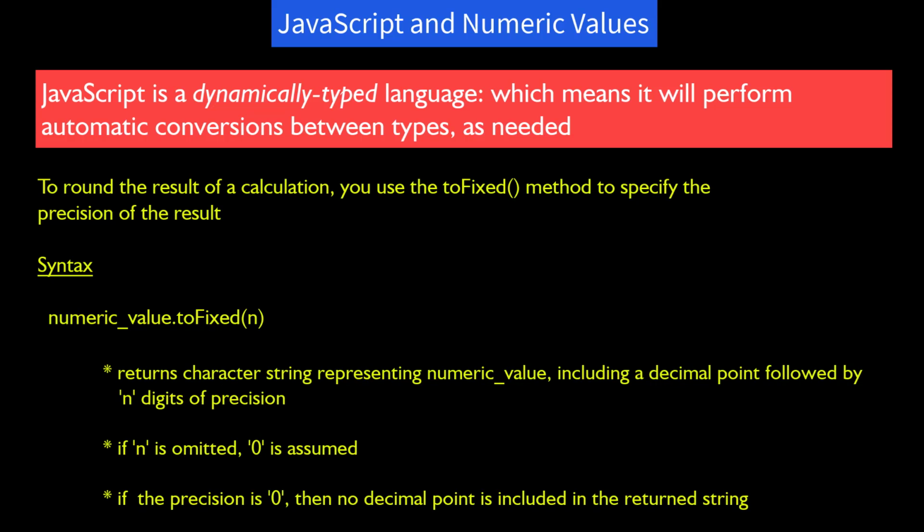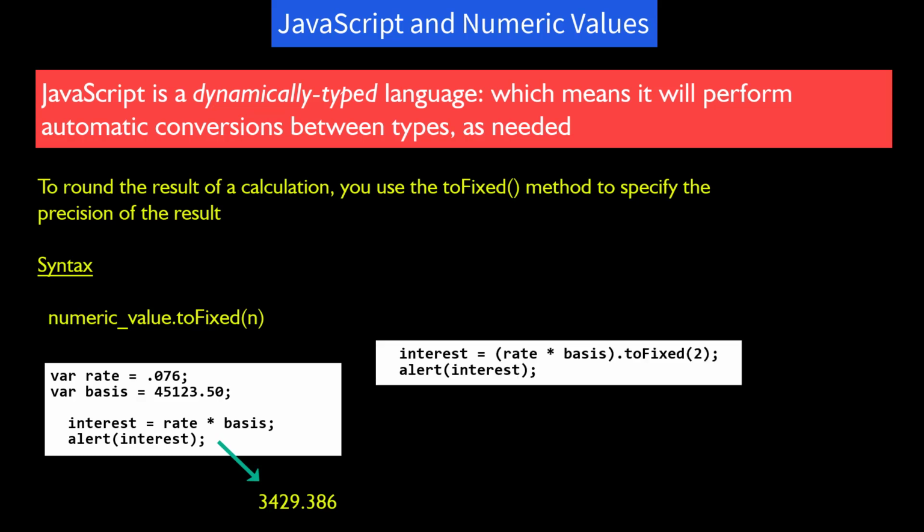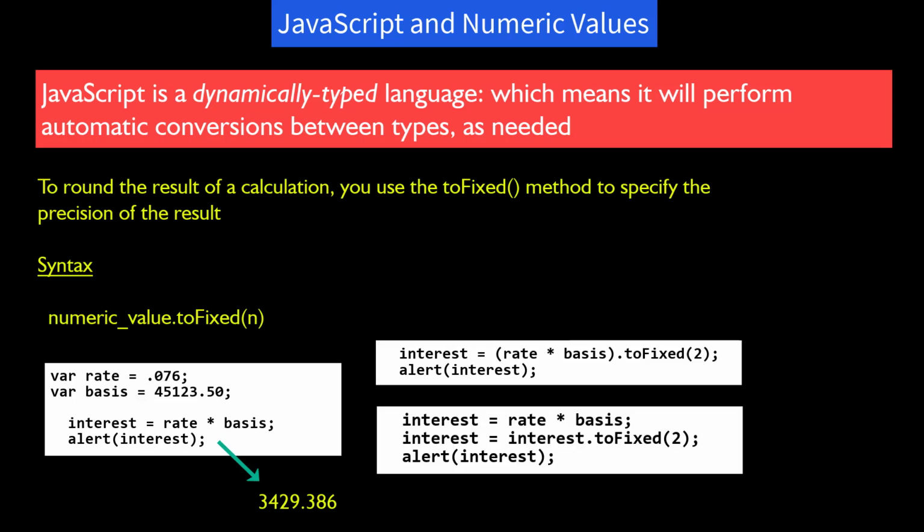Example, var rate equals 0.076, var basis equals 45123.50. interest equals rate times basis, alert(interest), and that will display 3429.386. And if I use toFixed(2), then interest equals (rate times basis).toFixed(2), or interest equals rate times basis, interest equals interest.toFixed(2), we see 3429.39. Note the rounding up.